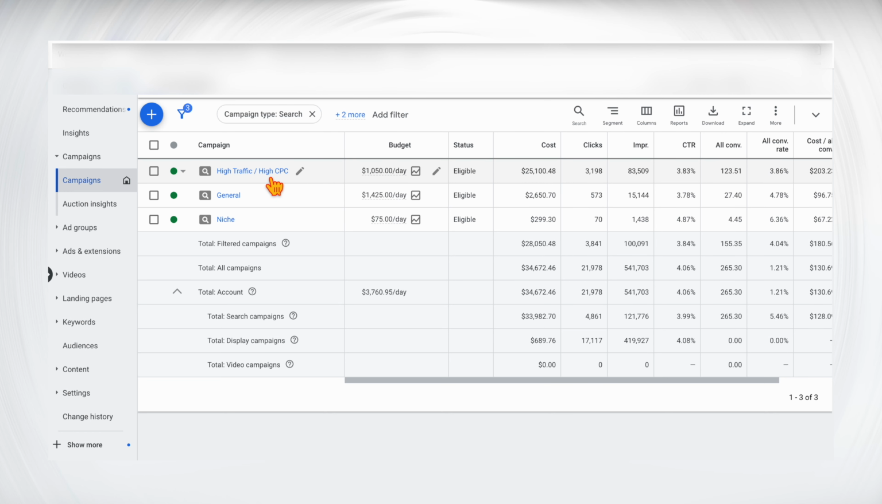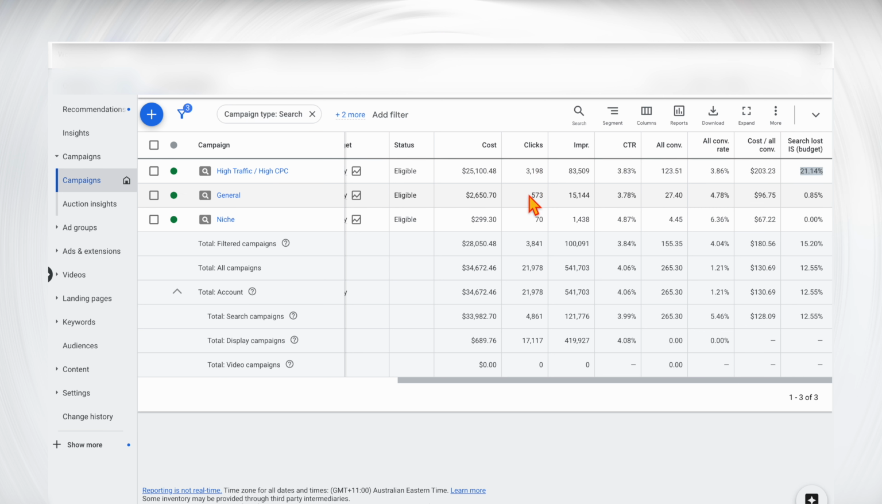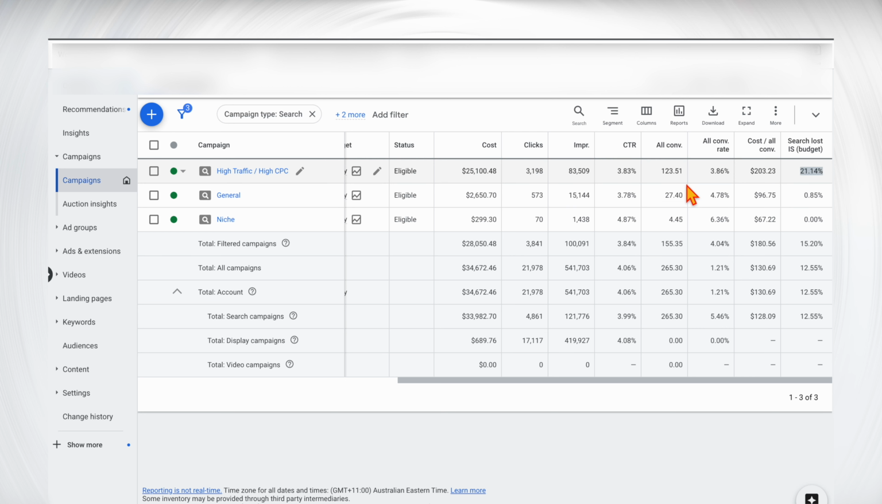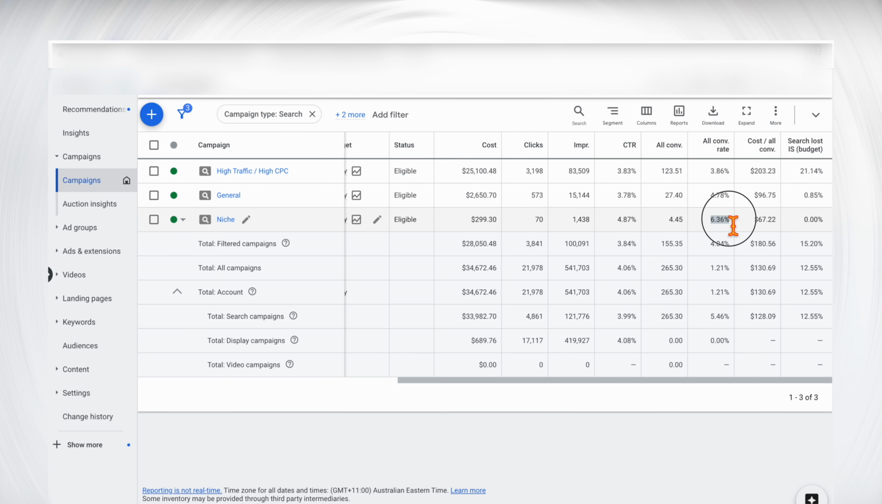So you can see here we've got our 3 different campaigns: our high traffic CPC, our general, and our niche. Now as we go through and have a look, they're all generating a high level of clicks, but as expected, the high traffic has the highest amount of clicks. They're all generating a good level of conversions, and as expected, our niche keywords have the highest conversion rate and the lowest cost per conversion.